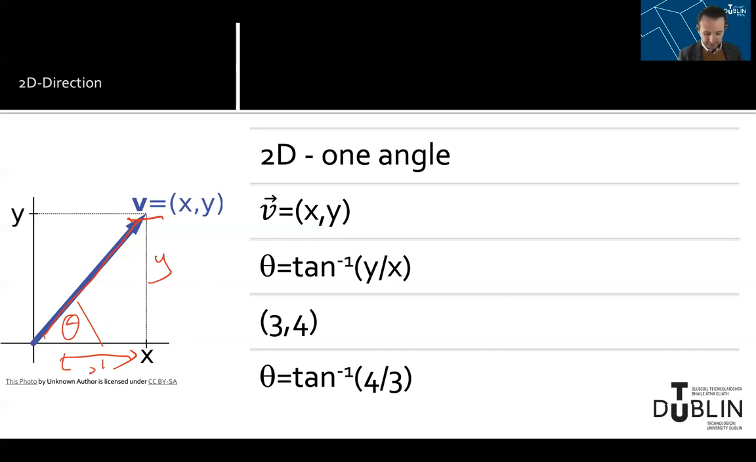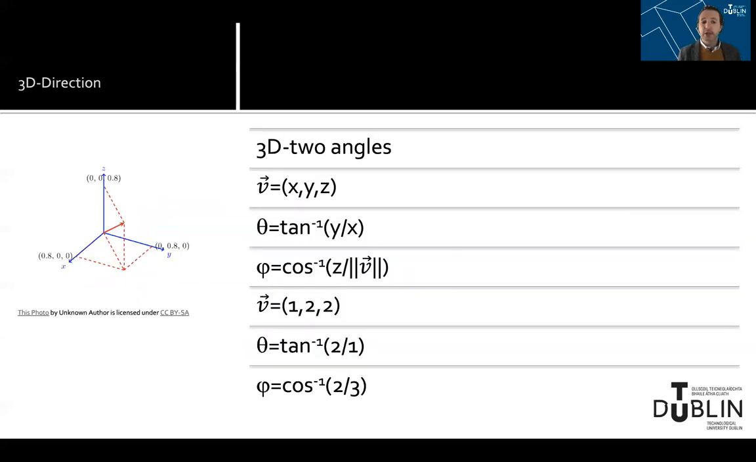So tan inverse of y divided by x gives you the angle. And that's what the angle is. So you know your directionality. So that's easy enough in 2 dimensions. But in 3 dimensions, you need 2 angles.